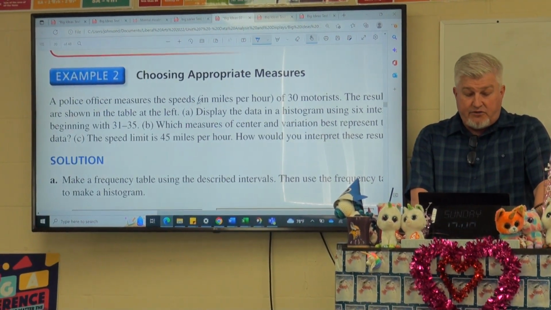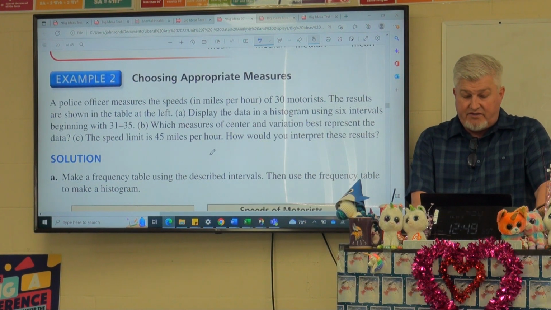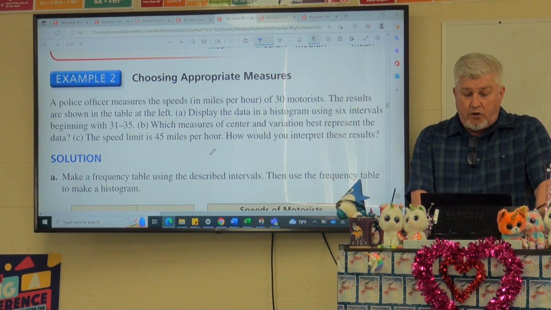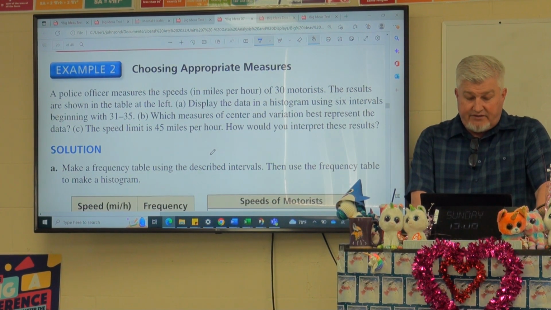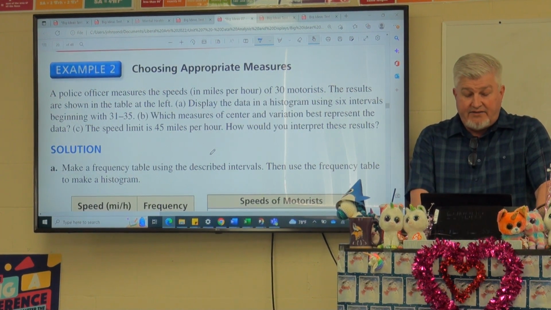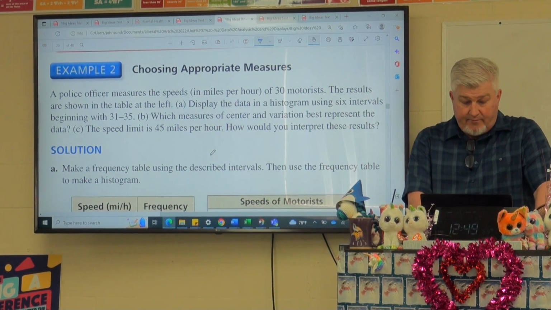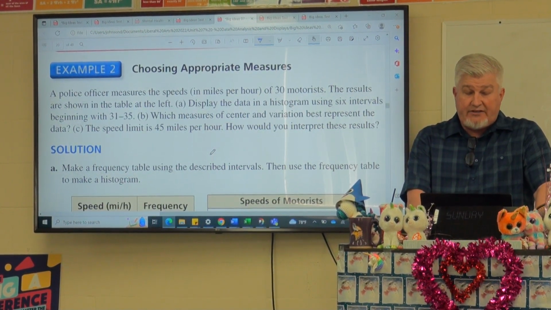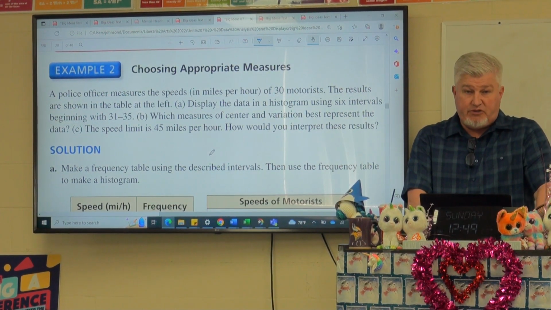Choosing appropriate measures. A police officer measures the speed in miles per hour of 30 motorists. The results are shown in the table at the left. Display the data in a histogram using 6 intervals beginning with 31 to 35. That's the first thing you're to do. And then secondly, which measures of center and variation best represent the data? And finally, they want you to answer this question. The speed limit is 45 miles per hour. How would you interpret these results?